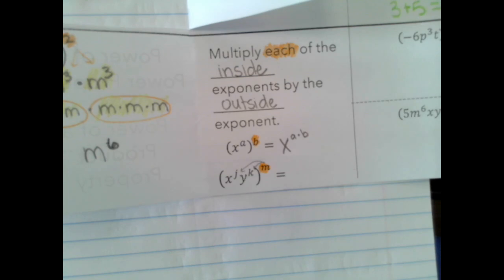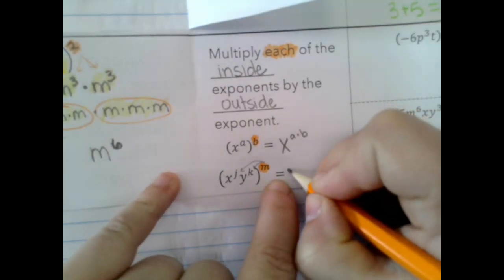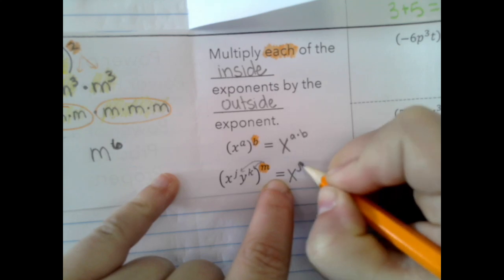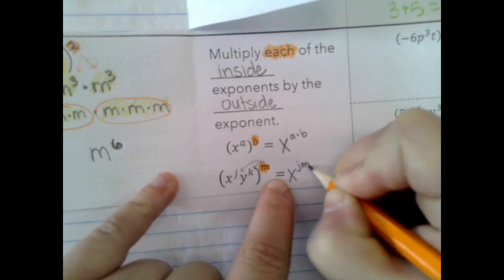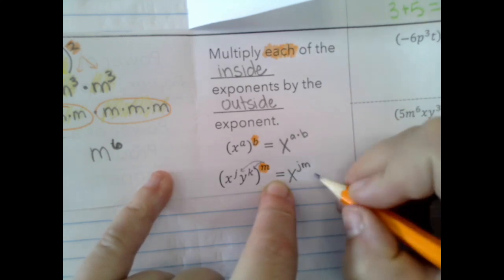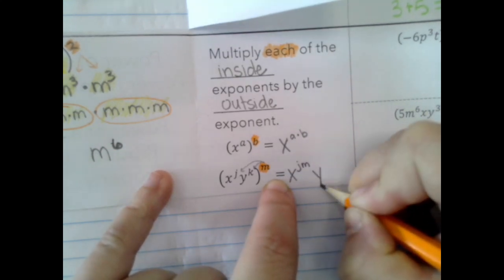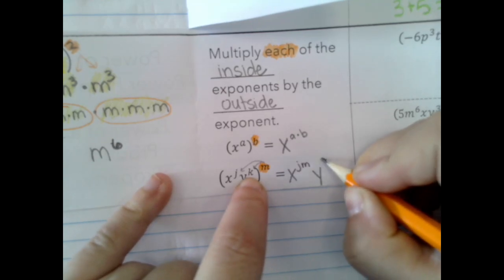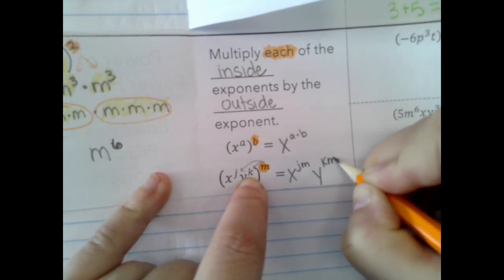We're going to take that m, and we're going to multiply each of the inside by that m. So it's going to be x to the j times m, or you could write jm, times y to the k times m, or km.